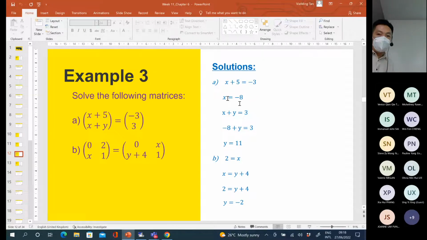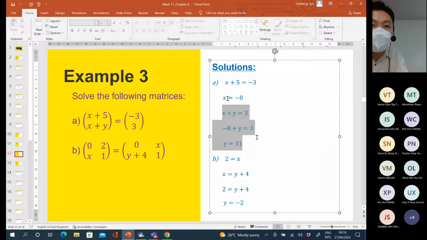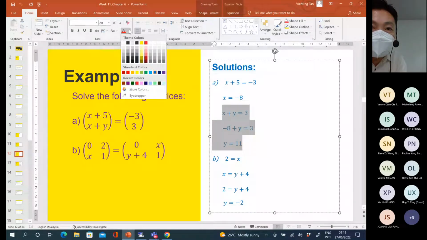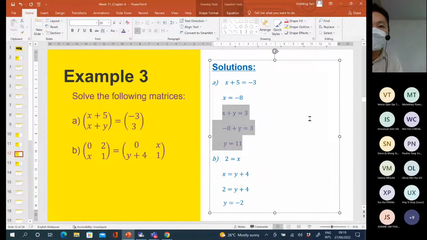And then we solve the problem for row number 2. x plus y is equal to 3. Okay, I use a different color as well, maybe this one I use purple. Therefore, the next step is to substitute x equal to negative 8 into this equation so that we can solve the problem for y. In order to get y, we have to transpose the formula, move the negative 8 to the right hand side, and it becomes plus 8. Okay, y equals 11.